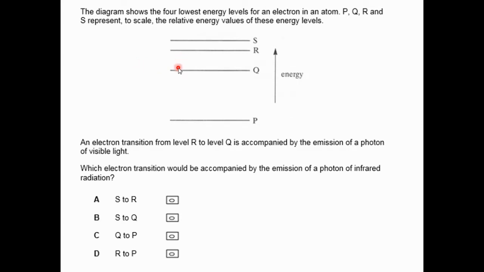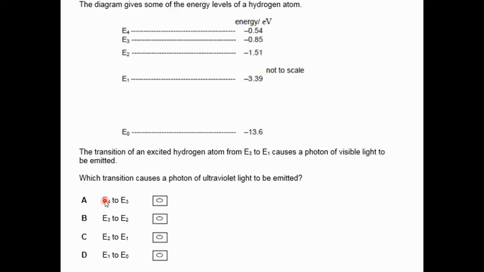So R to Q is visible light, so we need an energy gap with a smaller difference, so that is going to be S to R, so that's going to be A.